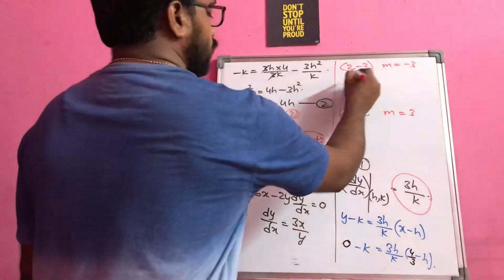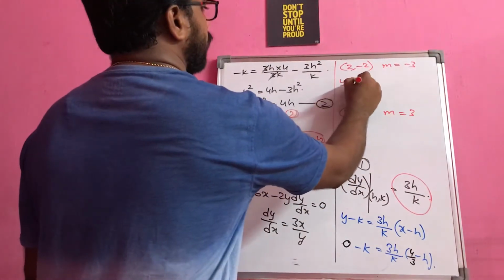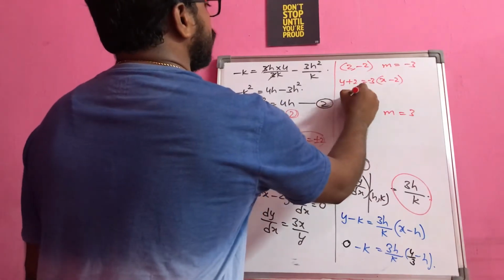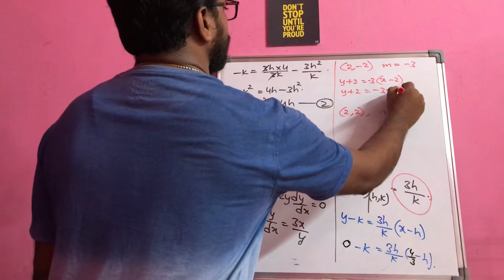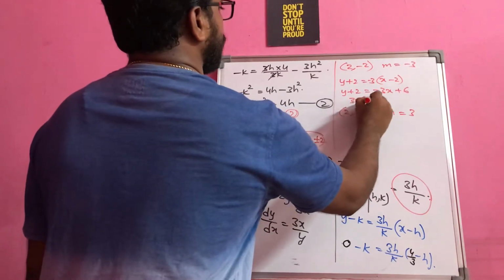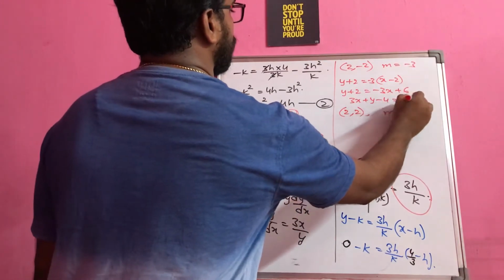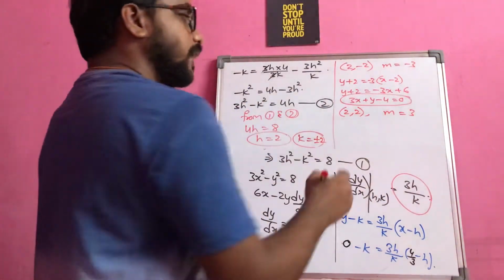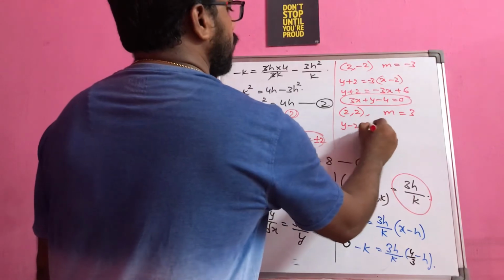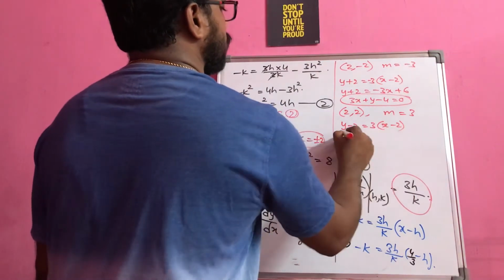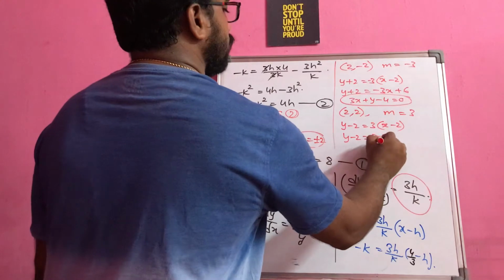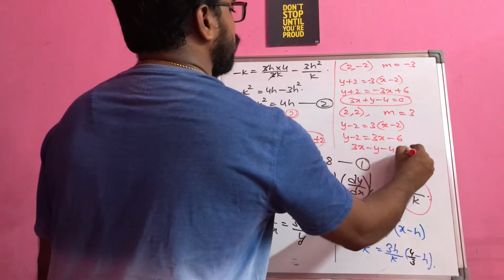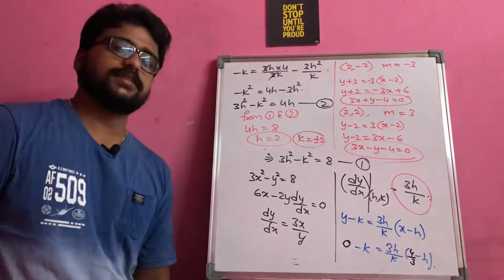So use the equation of tangent formula, y minus y1 is equal to m into x minus x1. Simplify this: y plus 2 is equal to minus 3x plus 6. So 3x plus y minus 4 is equal to 0 is the required equation of tangent. First case. Second case here, y minus y1 is equal to m into x minus x1. So y minus 2 is equal to 3x minus 6. 3x minus y minus 4 is equal to 0 is the required equation of the tangent.